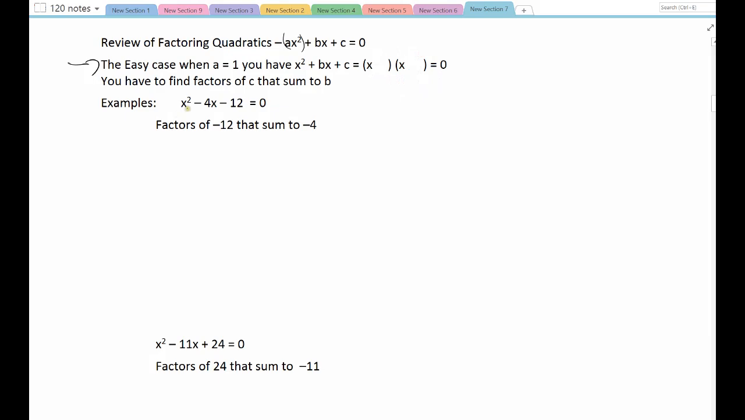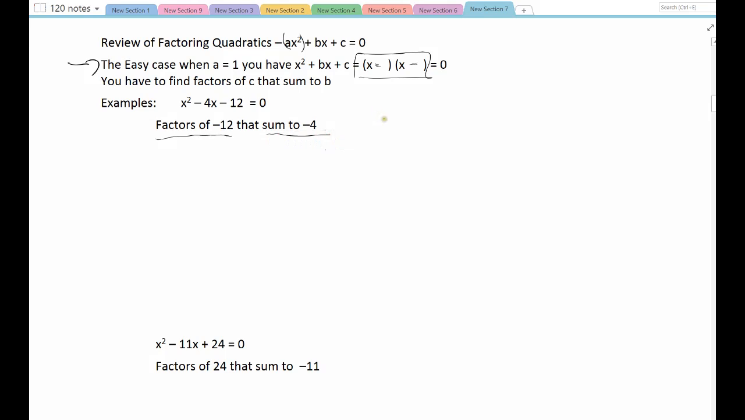My first example is x squared minus 4x minus 12. It's the easy case, so I know it's going to factor into x something times x something, and I figure out what those somethings are. I use the 4 and the 12, and again I use the negatives because it's negative 4 and negative 12. What I do is figure out what are factors of 12. Factors means multiply: what do I multiply to get negative 12 that when I add them up, I'm going to get the negative 4 in the middle?